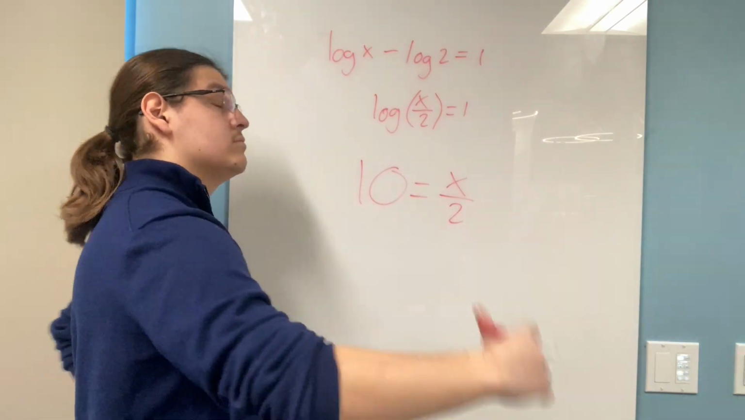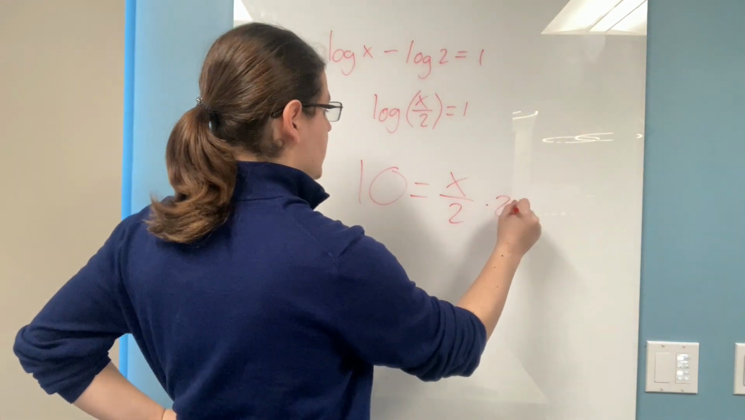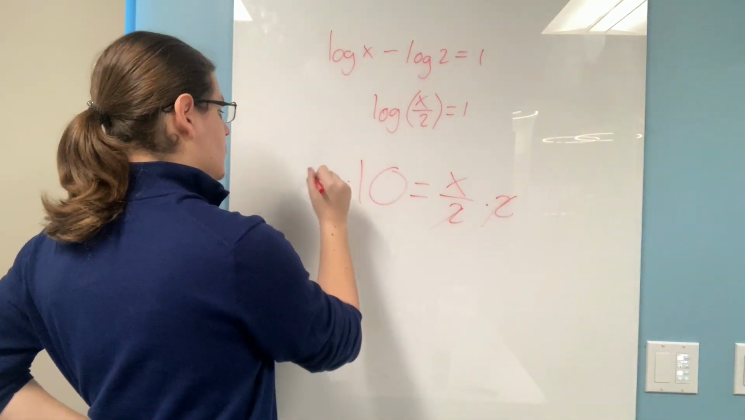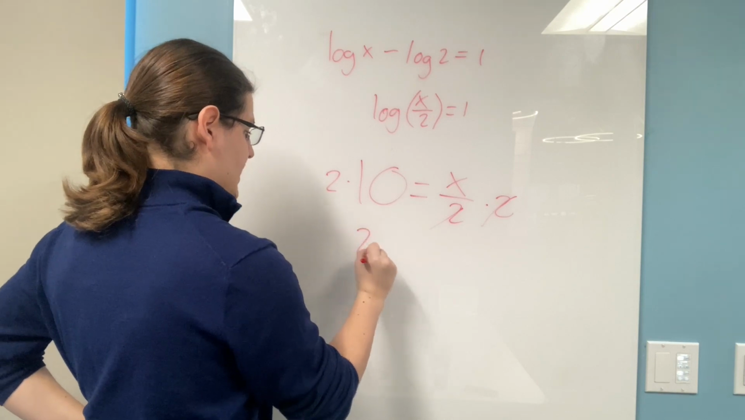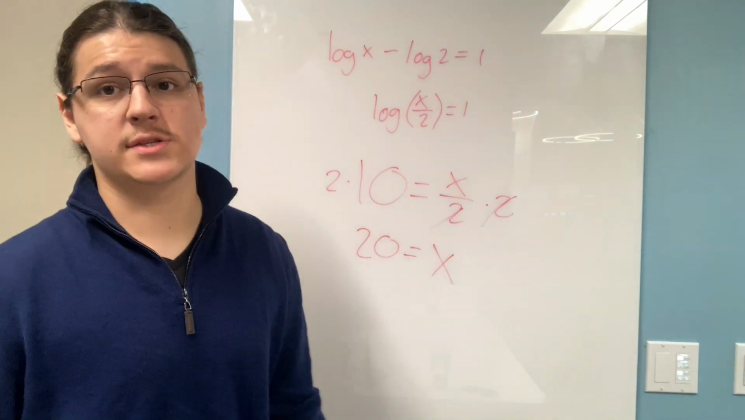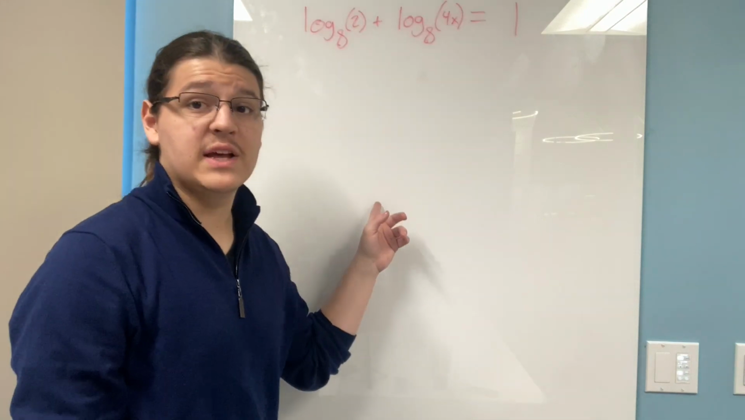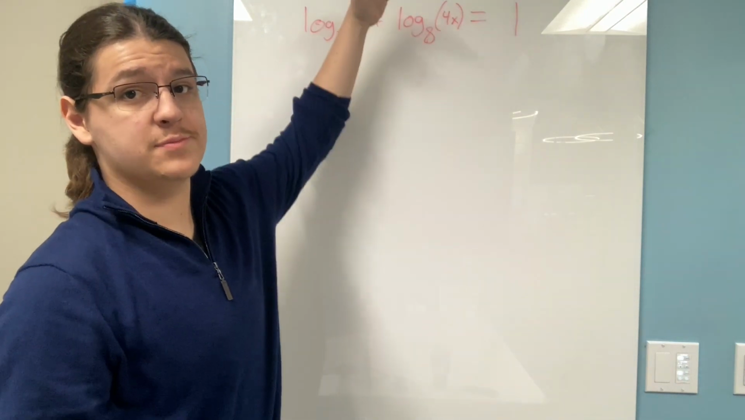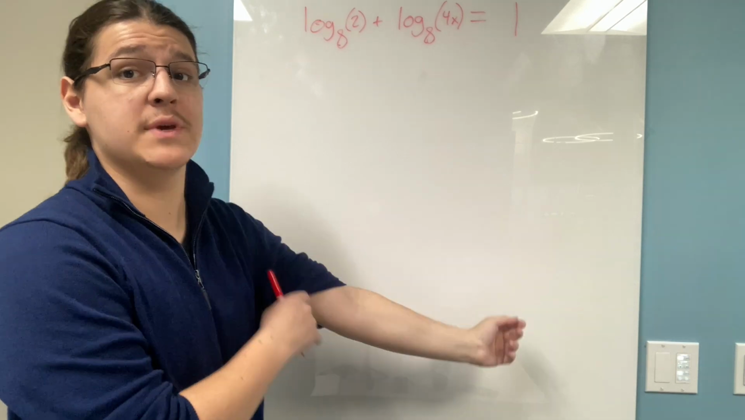So now, simple algebra, multiply both sides by 2. These cancel. So we get 20 is equal to x.